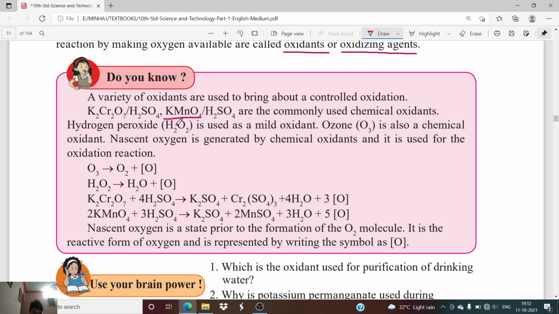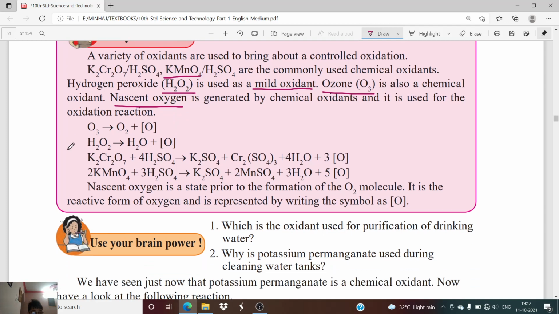Whereas hydrogen peroxide is also used as an oxidant, but it is a mild oxidant. So hydrogen peroxide, that is H2O2. We can also use ozone, that is O3 molecule, as a chemical oxidant. Now what all these oxidants do, they provide the nascent oxygen. They are going to provide the nascent oxygen to the reactant. Thus the oxidation reaction takes place.